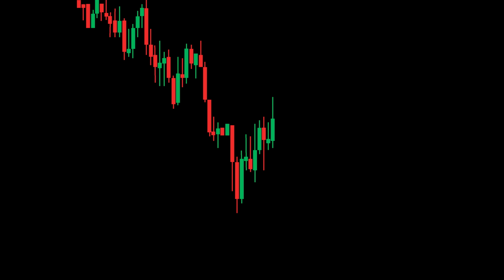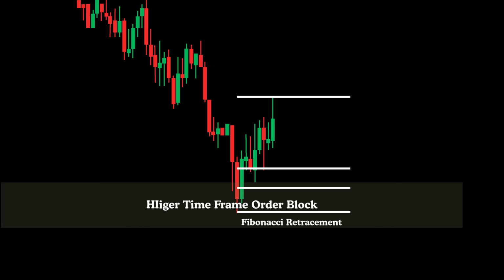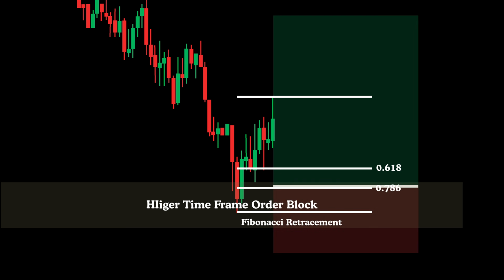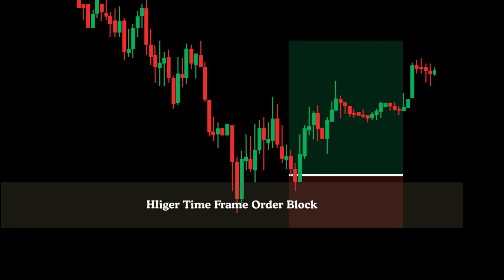The second pattern plays out when we have a change of character, CHoCH, but no visible inefficiency or gap between the candles. In this case, we rely on Fibonacci retracement levels to set up the trade. We pull the retracement tool from the beginning to the end of the change of character move and place a buy order between the 0.618 and 0.786 levels. Our stop loss goes a few pips below the swing low, and we target the next significant structure level ahead of the price. Keep in mind, these setups aren't tied to any specific time frame or currency pair.